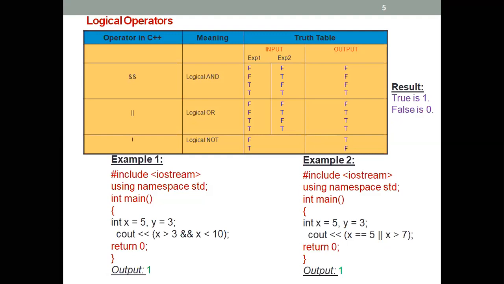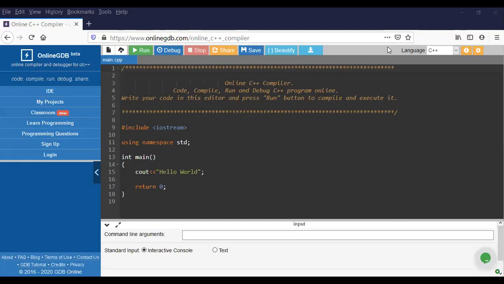Okay, so let's go and run it in the compiler. Okay, look at this. You open any browser and type here www.onlinegdb.com/online_c++_compiler. If you type this, this website will appear. So this is the online C++ compiler.